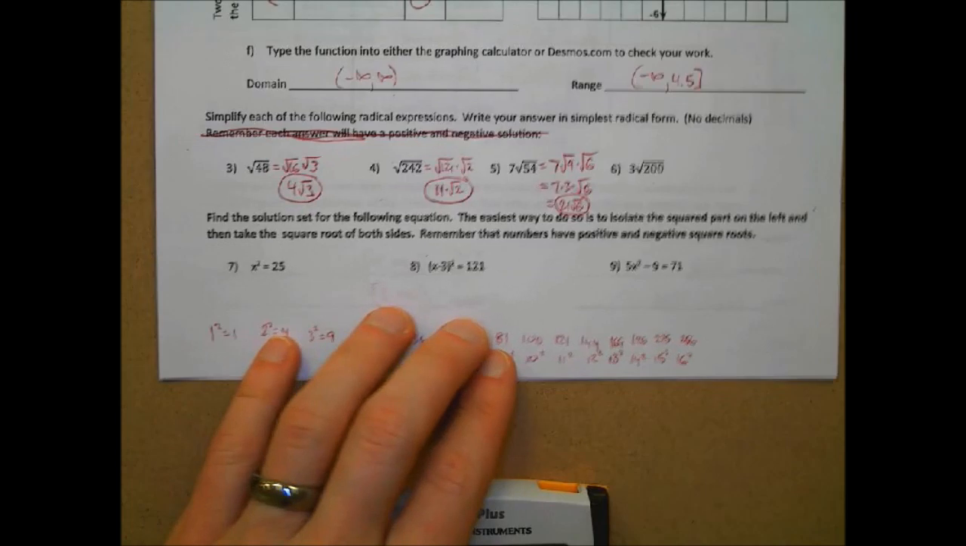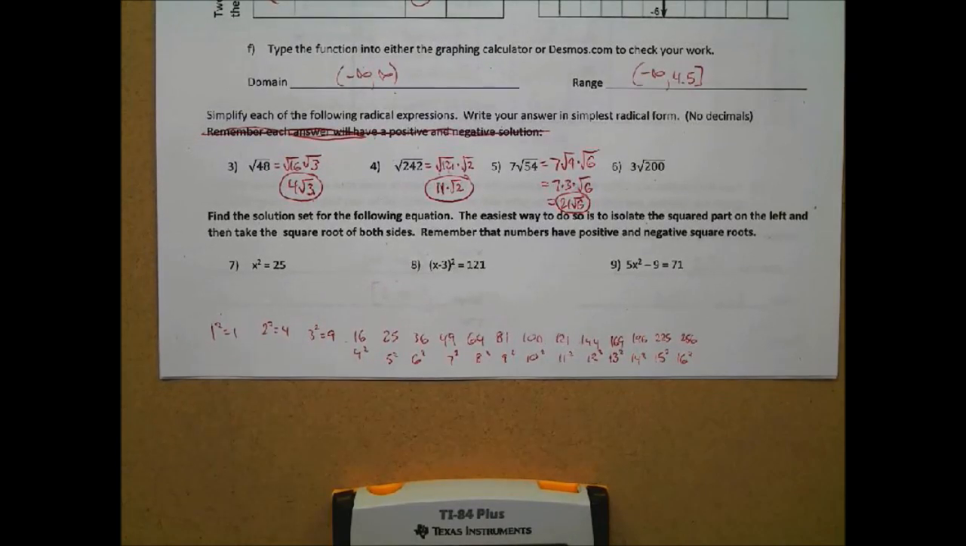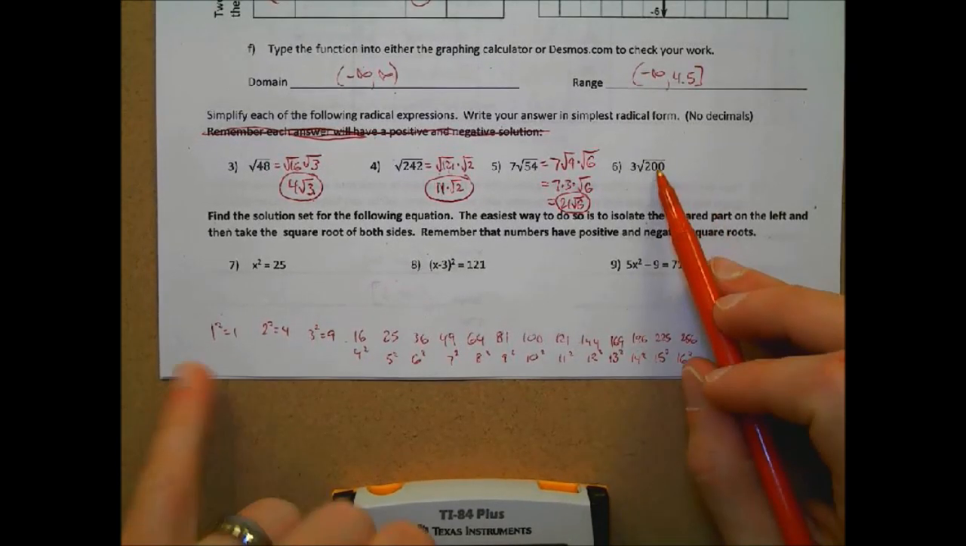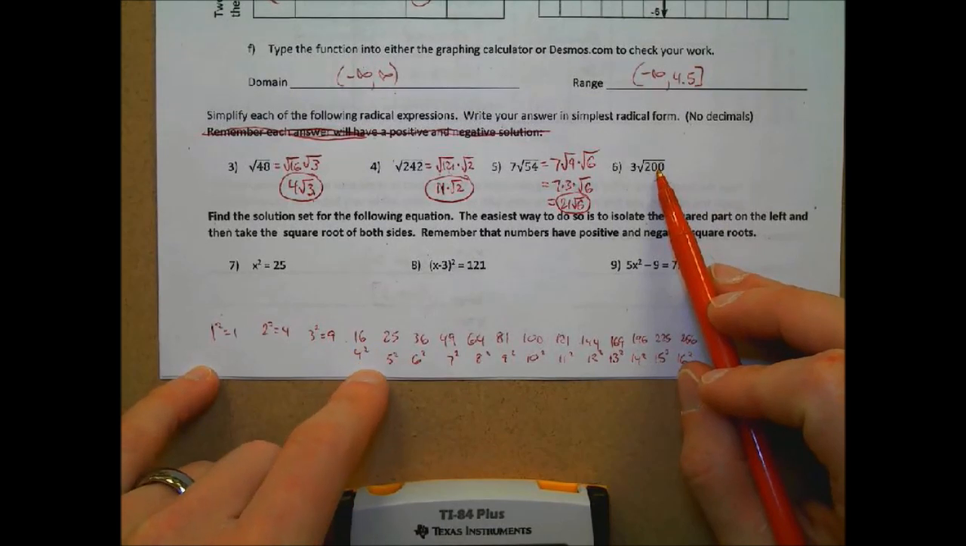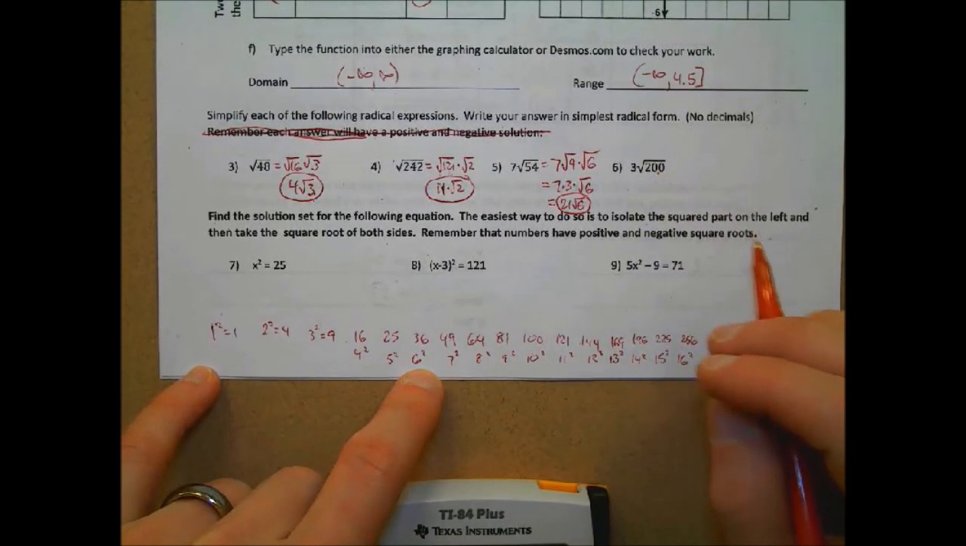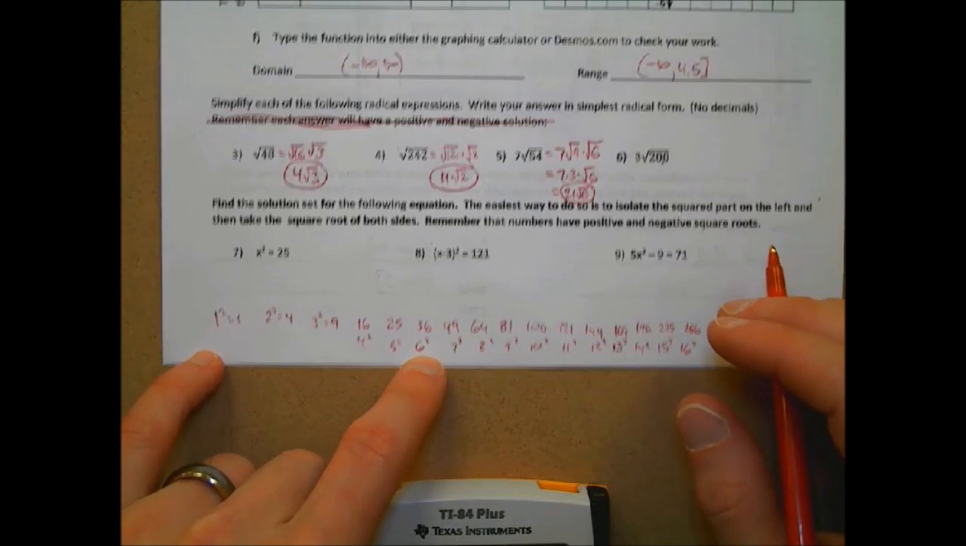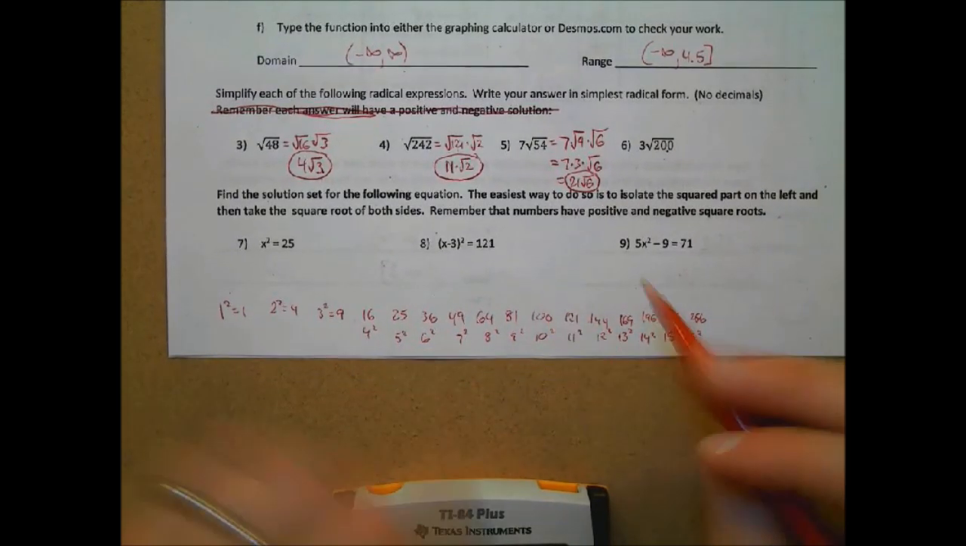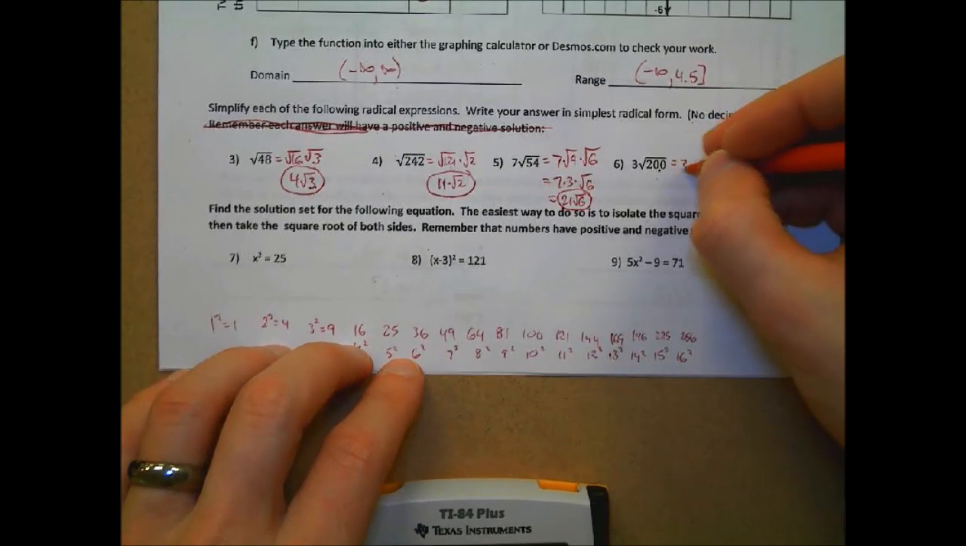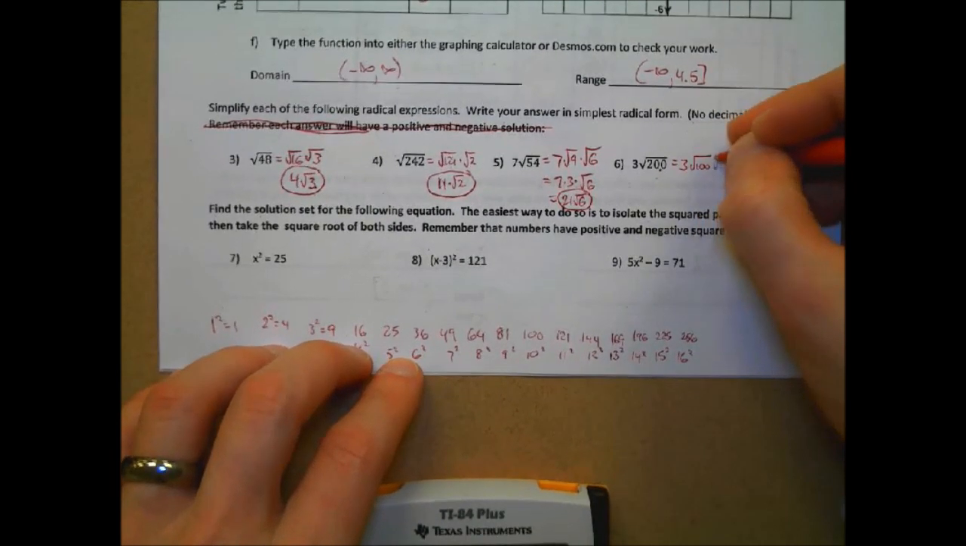Let's go to Aaron. Aaron, is 200 a perfect square? No, it's not. Can you think of any perfect squares that do divide 200? Look at our list down here. 100 does. Yeah, let's do 100. So it's going to be 3 square root of 100, square root of, what's this number going to be right here?